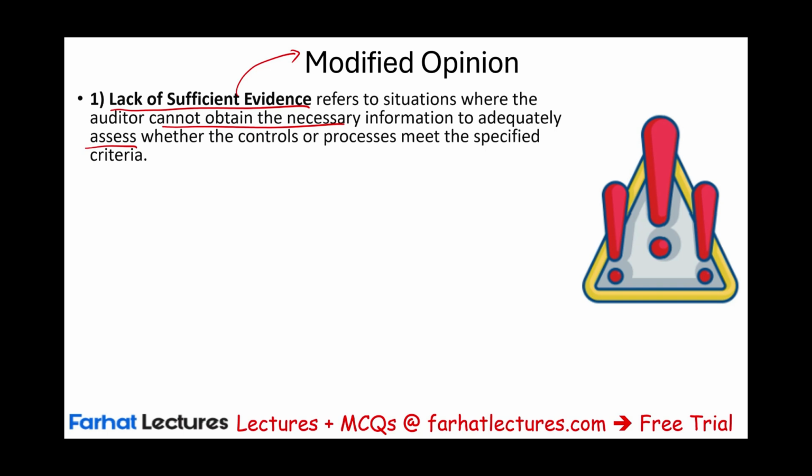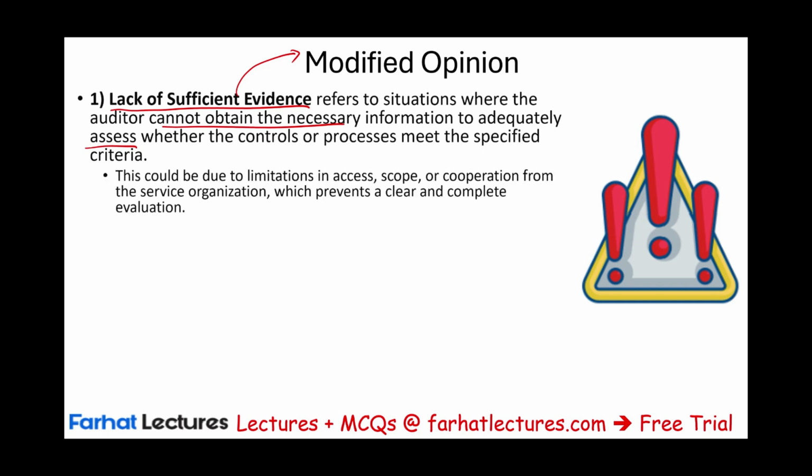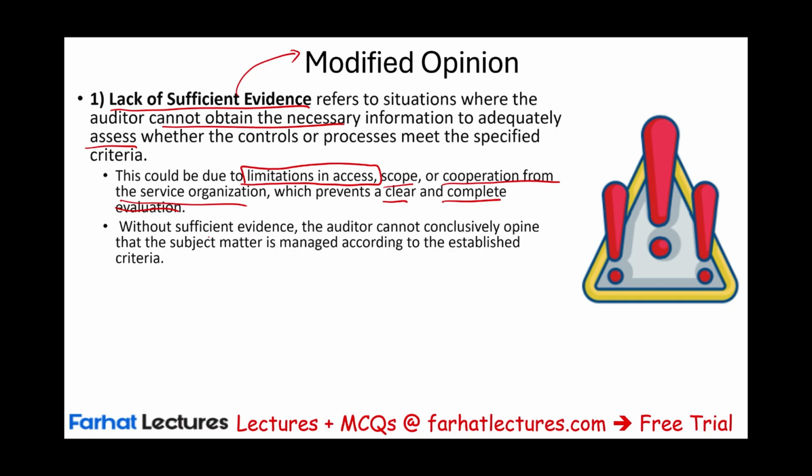And why wouldn't the service auditor be able to do that? Well, it could be many reasons. It could be limitation in access, where the service organization, they're not giving them access, scope or cooperation from the service organization. Basically, the service organization is limiting their work. They're not giving them what they need. They're not cooperating, which prevent the auditor from getting a clear and complete evaluation. You're not giving me enough evidence. How am I going to issue a clean opinion? So without sufficient evidence, remember we need sufficient and appropriate, the auditor cannot conclusively opine that the subject matter is managed according to the established criteria. Well, if I don't have the evidence to make a judgment, at least I cannot give you a clean opinion. So that's one reason where we could modify.